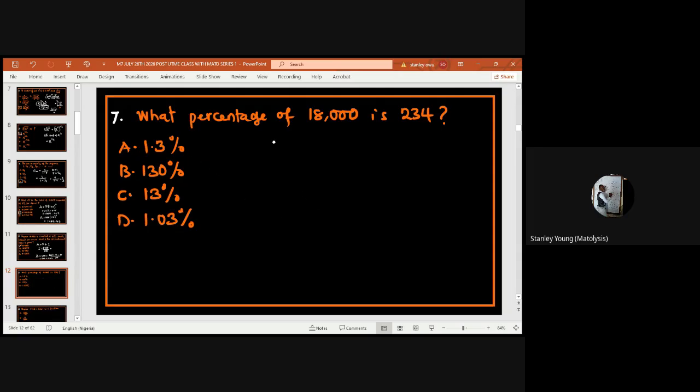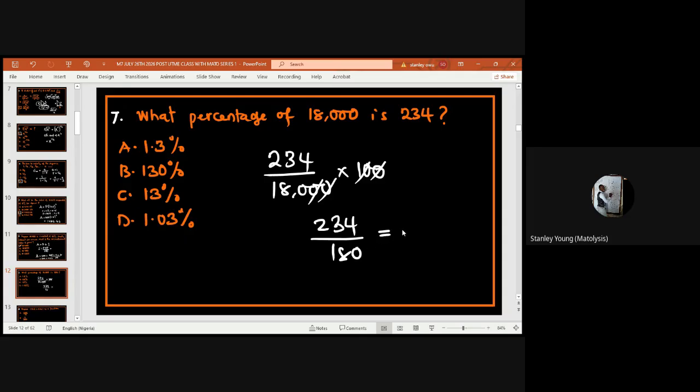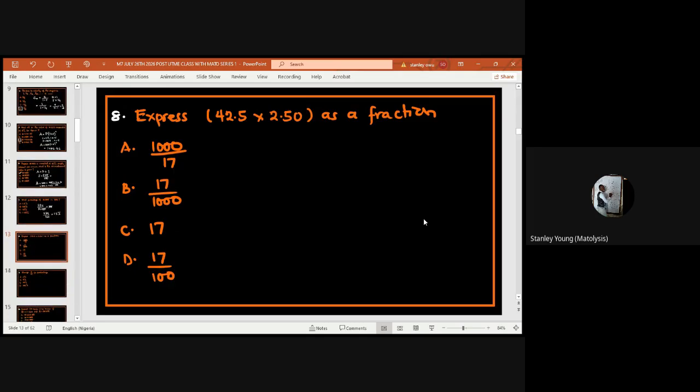But let us assume you want to stick fully to maths to get the percentage of 18,000 that will imply 234. Just do 234 over 18,000 times 100. These 2 zeros cancel this. So you simply calculate 234 divided by 18, and that's going to be 13, I mean 1.3%. A is the choice. Question 8. Express this as a fraction.